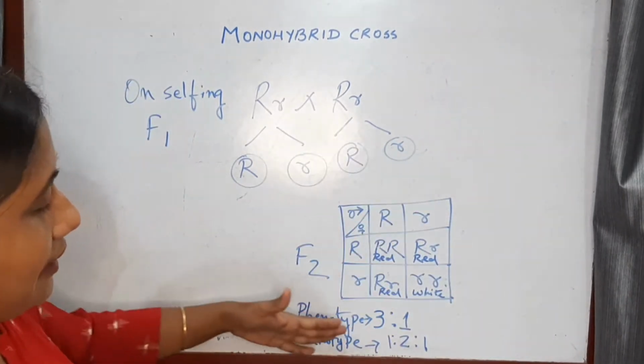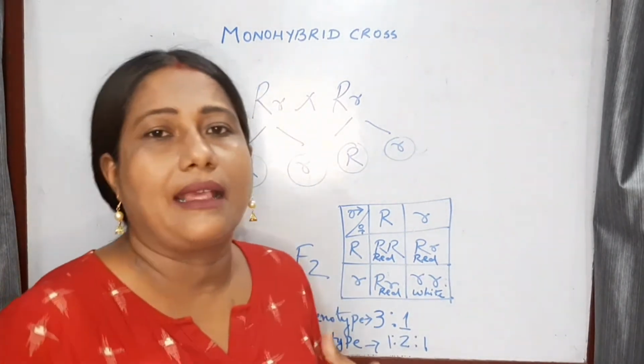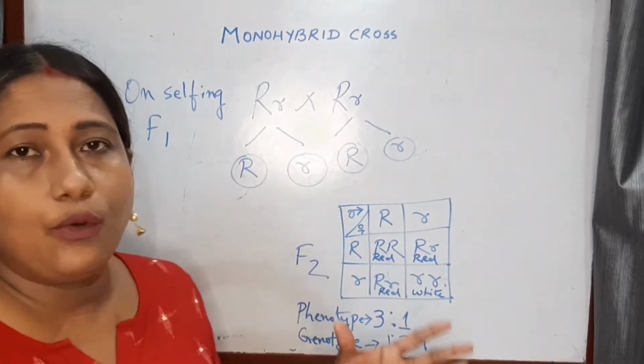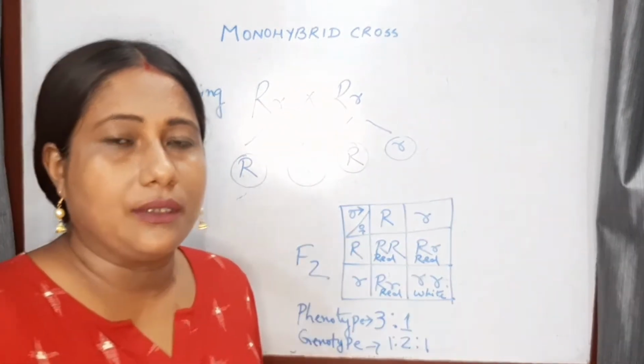So this is the 1:2:1 ratio. This is a monohybrid cross, and that is the example that I have given. I hope you understood how to perform a cross if you are given a question.